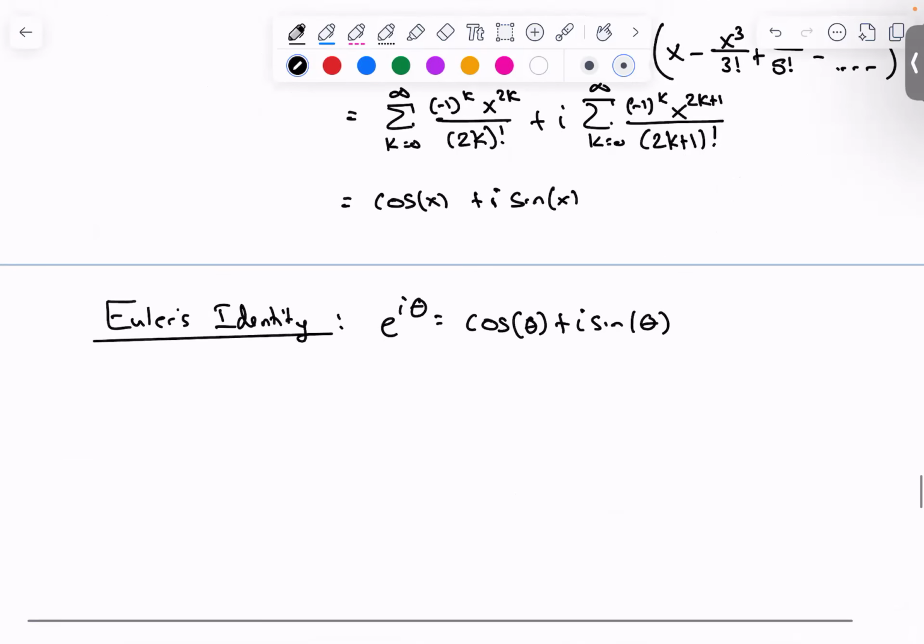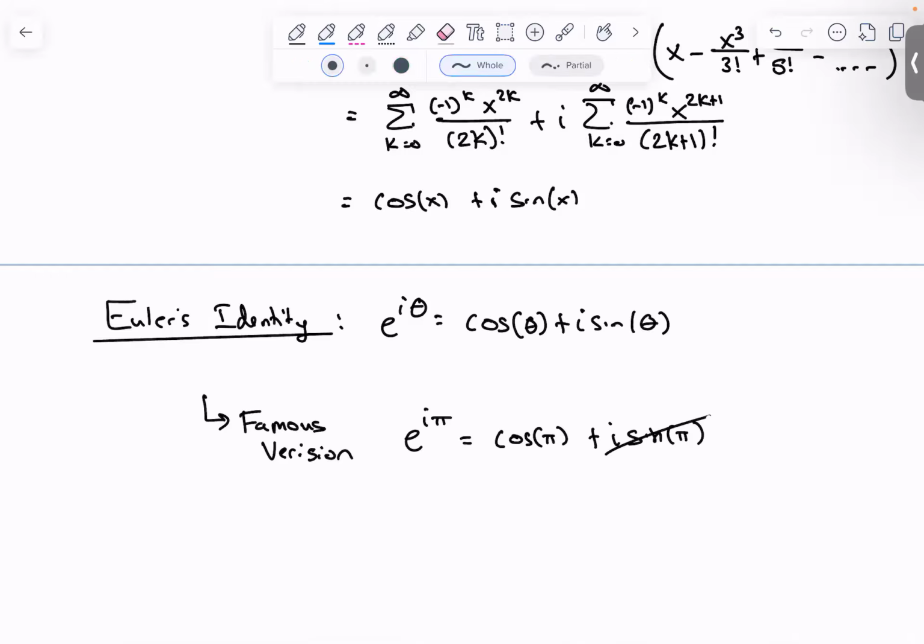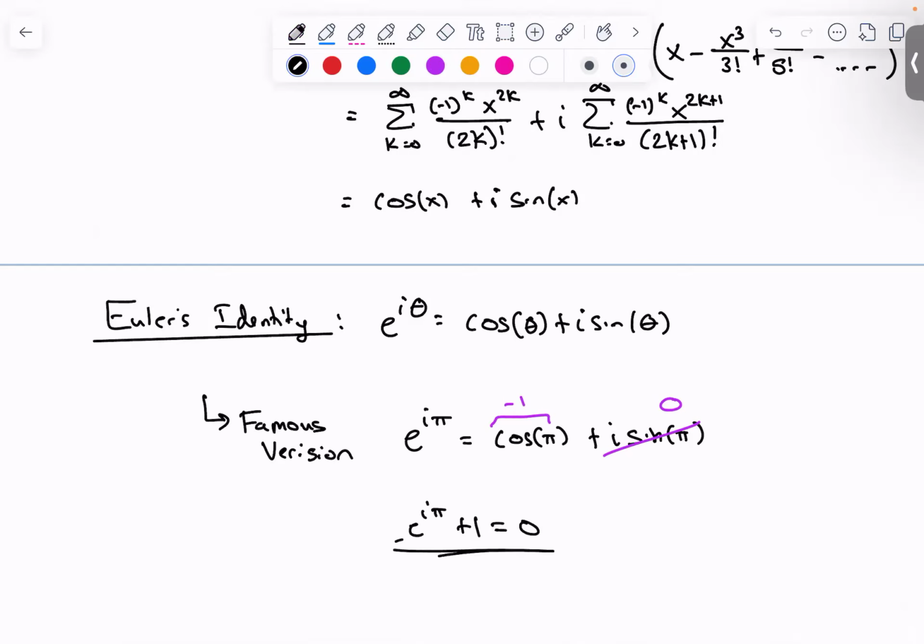We're all weird. You don't go into a math degree without being weird. But either way, there's the famous version. e^(iπ) would equal cosine of pi plus i sine of pi. But sine of pi is 0, and cosine of pi is -1. So we have e^(iπ) plus 1 is equal to 0.